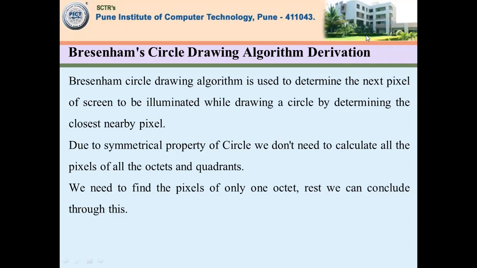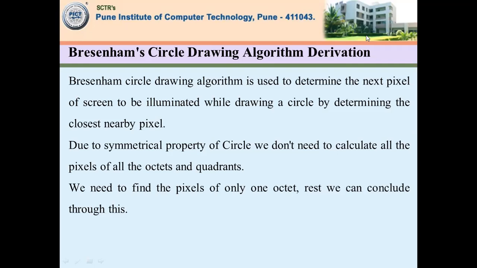Okay, it also determines the next pixel on the screen. While drawing a circle, it again decides which pixel is nearby to the previous pixel, and based on that, the decision is made. You might know, or you learned, that a circle has symmetrical properties, right? So we are going to use that symmetrical property for the circle. I will revise what it means. So we don't need to calculate all the pixels of all octants.